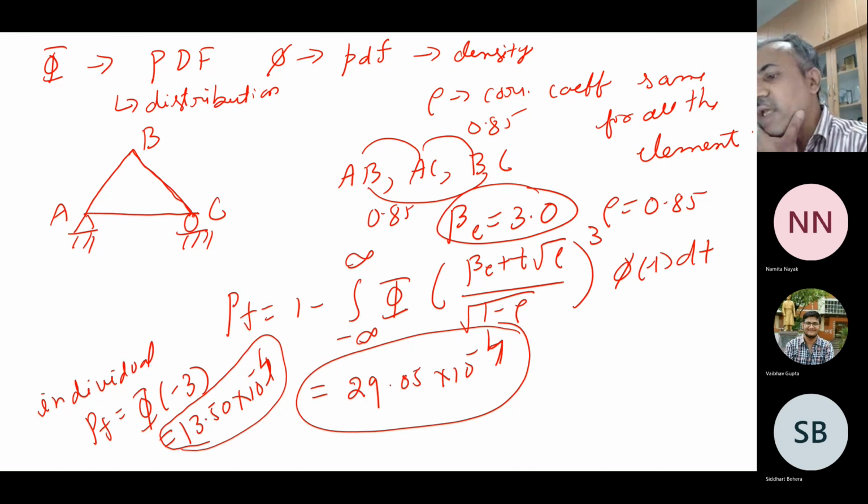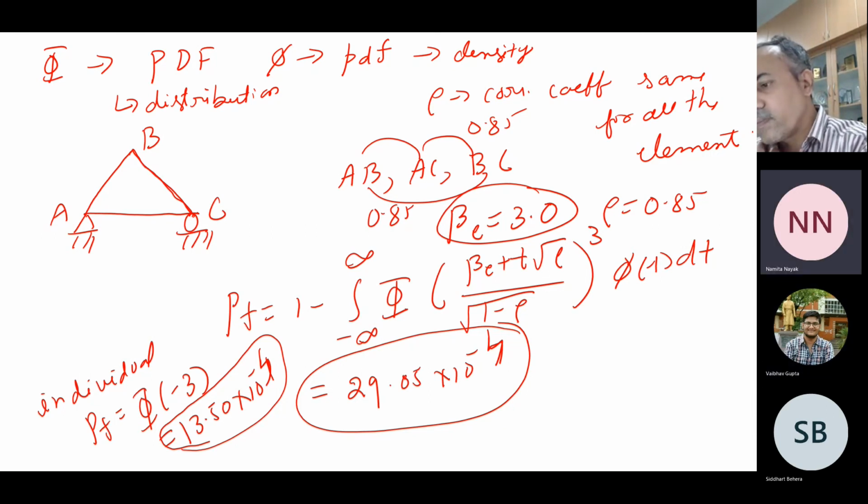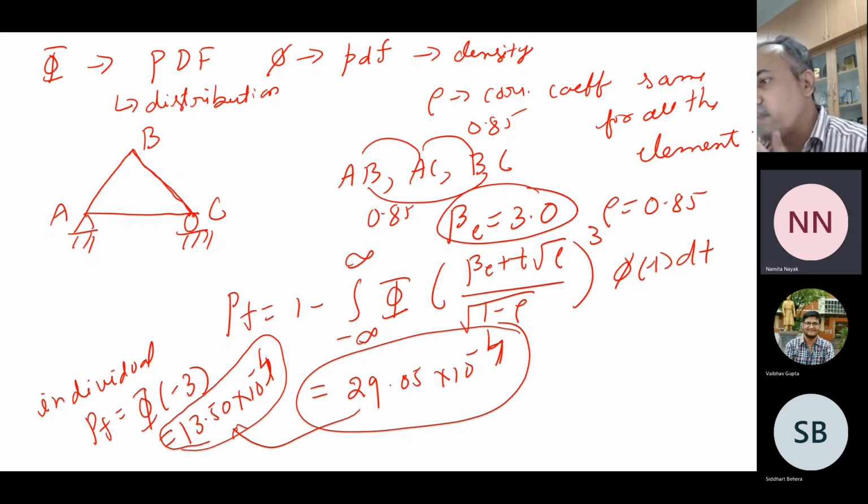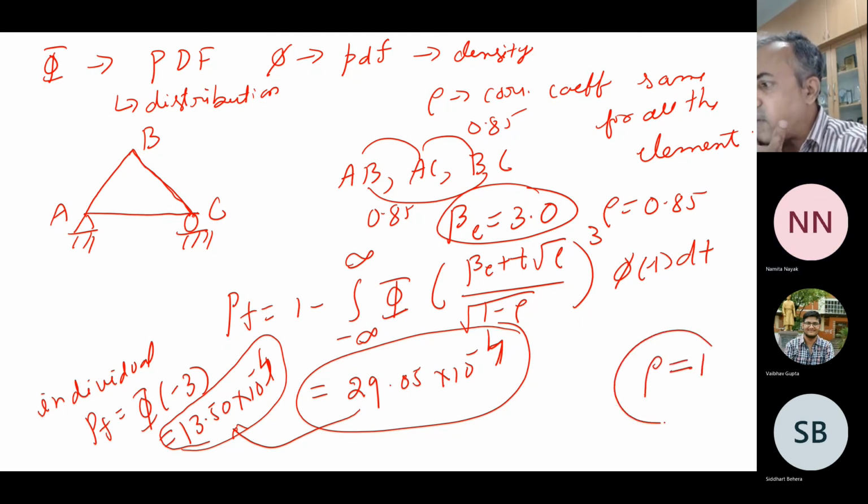Now what is your comment? Whether they are different, which is high and which is low? System failure probability is slightly higher. Suppose I want 29.05 to be the same as 13.5, what do I have to do? We have to make it perfectly correlated, that means rho should be 1. If rho is 0, say, then you can easily calculate from the previous expressions.